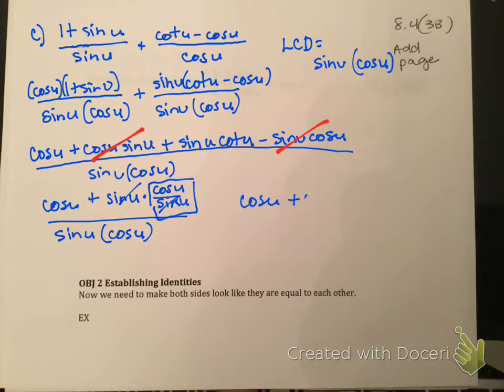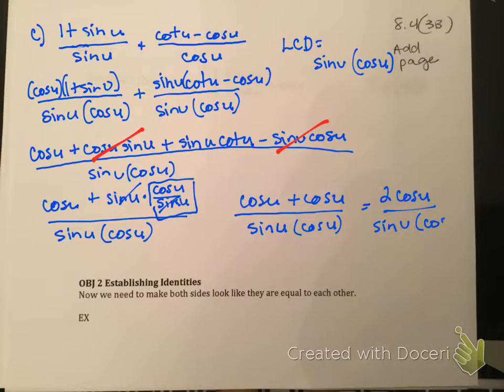Cosine u plus cosine u all over sine u cosine u. Alright, so now I have 2 cosine u over sine u cosine u. The cosines cancel out. Now I have 2 times 1 over sine u, and this equals 2 cosecant u.